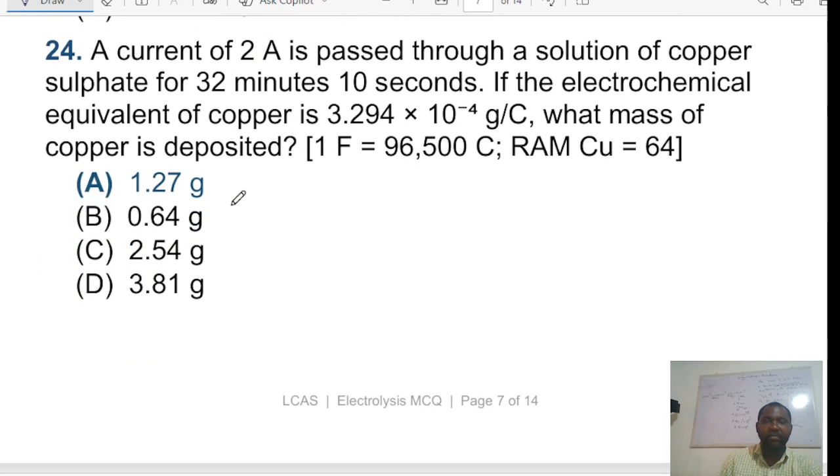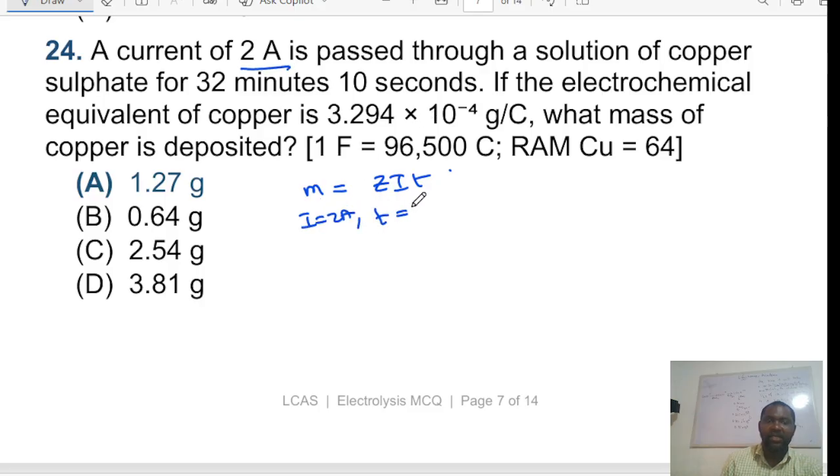Quite easy. Now the next one says a current of 2 amperes is passed through a solution of copper sulfate for 32 minutes 10 seconds. If the electrochemical equivalent is this, what is the mass of copper deposited? Already we have seen that the mass is M equals ZIT. Now the current I is 2 amperes based on the question.